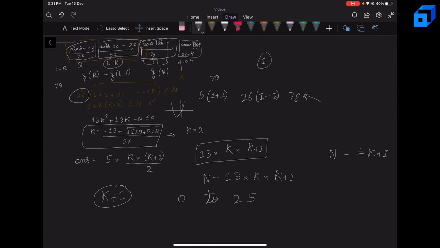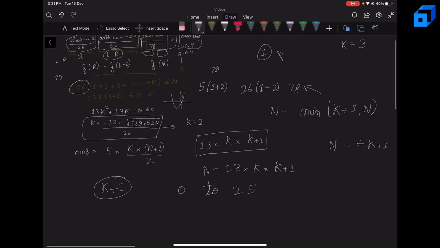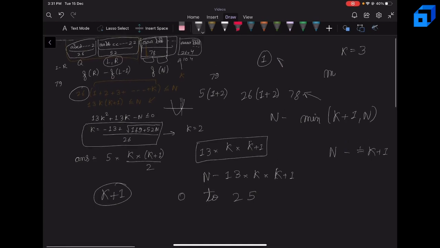Or if n is less than k plus 1, we'll set n to 0. That means we'll subtract minimum of k plus 1 and n from n, and that will give us the number of characters. So for example, we are left with one character and k is 2, so k plus 1 is 3. So we'll subtract one character from minimum of 1, 3, which is 1. And we know that the first character is A. So we'll add 1 to our answer.